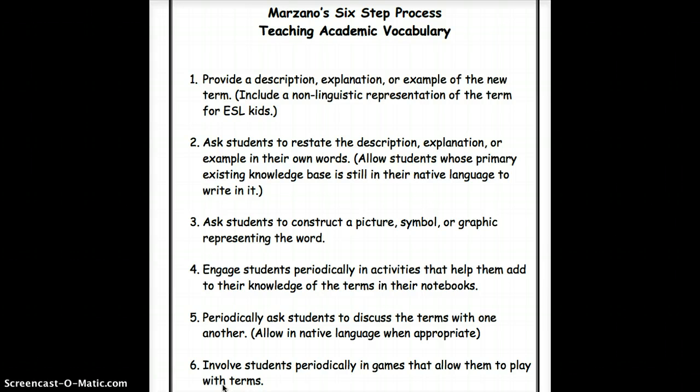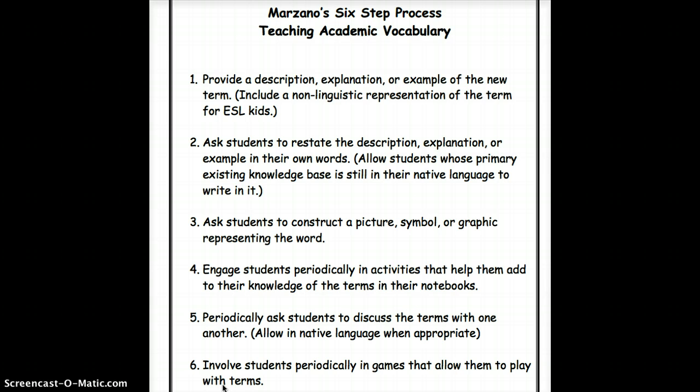So I'll say when there's discourse happening, people are talking, they're engaged in a discussion. I'll just kind of, in my own words, provide a definition. Number two is to ask students to restate the description in their own words. So I'll have them actually turn and talk to each other and say, come up with your own definition of what you think discourse might mean.